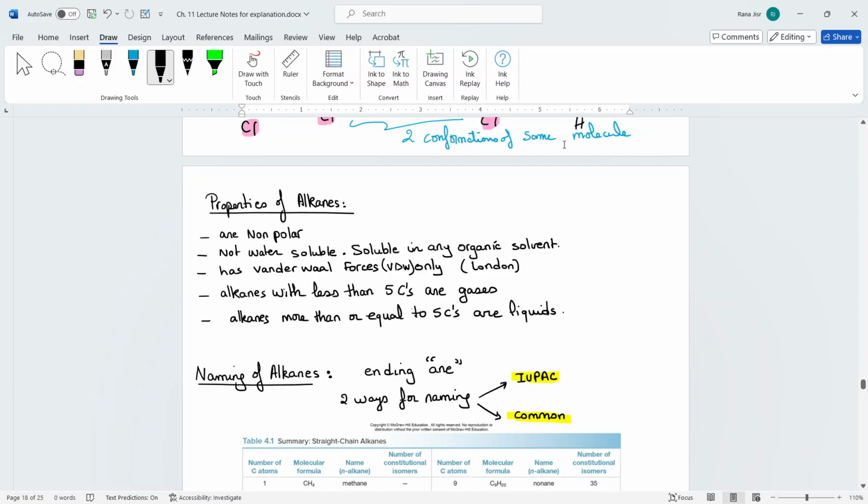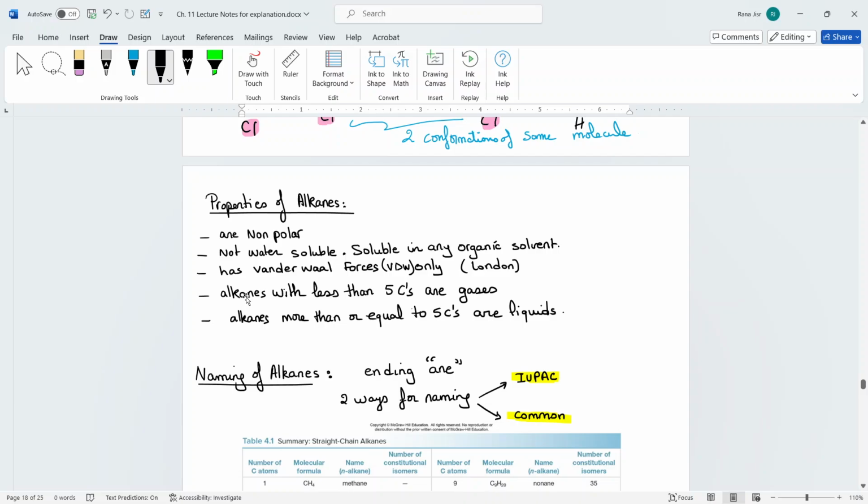Alkanes are used as fuels, as lubricants, and as solvents. They are nonpolar and not water soluble, which means that they don't do hydrogen bonding. They are soluble in organic solvents. The type of intermolecular forces between alkanes is the weakest, which is the London or van der Waals forces.